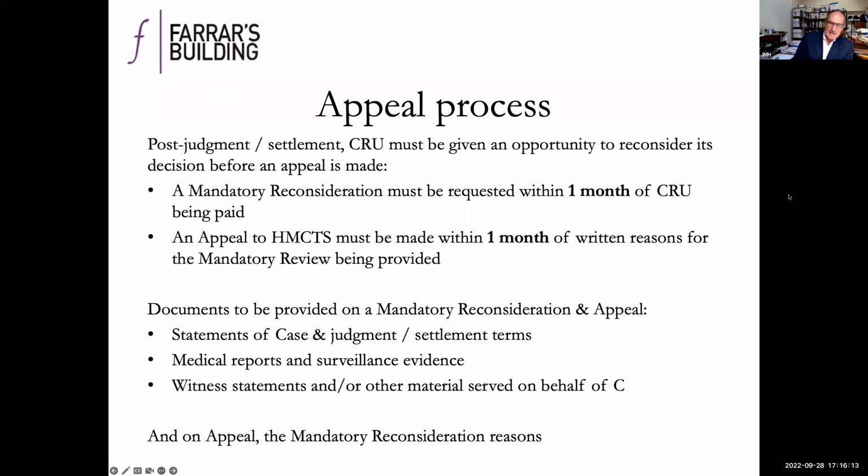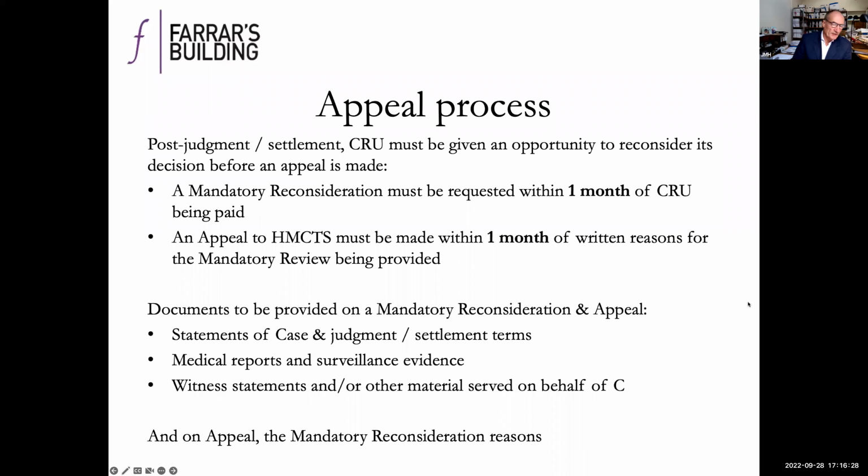And hence why here particularly I've spent some time looking at the question of settlement terms and their importance, because they are going to form essentially the substance of the kicking off, if you like, of the mandatory reconsideration of the appeal.